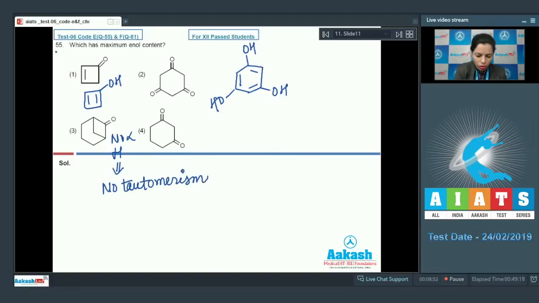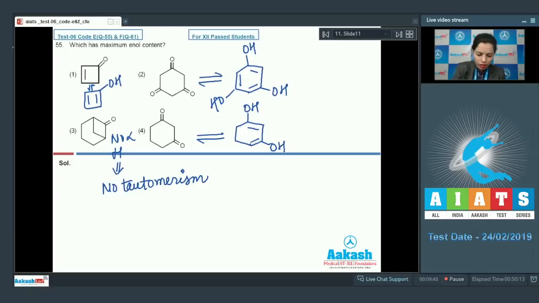Now we are left with the fourth option. Here again there are two keto groups. It gets changed into its enolic form. It would be like this, and here the hydrogen is coming from this side. That's why there's a double bond. In this way, alpha is this carbon, and here would be a double bond. This is the enolic form of this compound, and here is for this also. Now we have all the enolic forms. Now your question is, which will have maximum enol content?